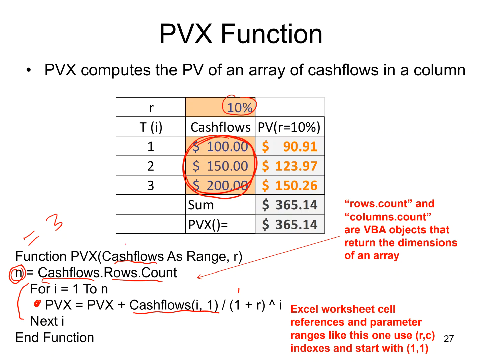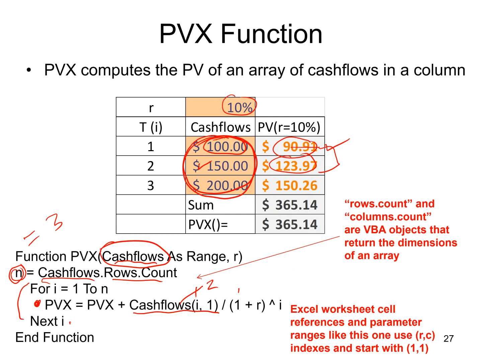Now, cash flows is an array entered as a parameter in VBA. Cash flows 1,1 is going to refer to the first cash flow, first row, first column of cash flows. It's going to be $100 over 1 plus R to the 1. It's going to be $90.91. Next I, PVX equals PVX, which now has $90 in it, plus cash flows 2,1, which is going to be $150 over 1 plus R squared. It's going to add $123 to $90.